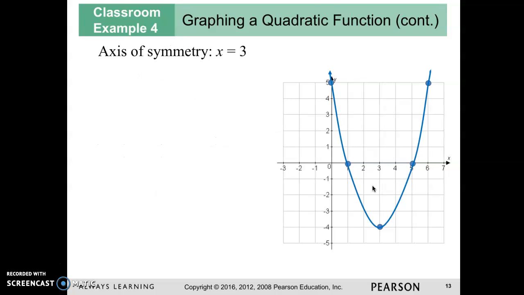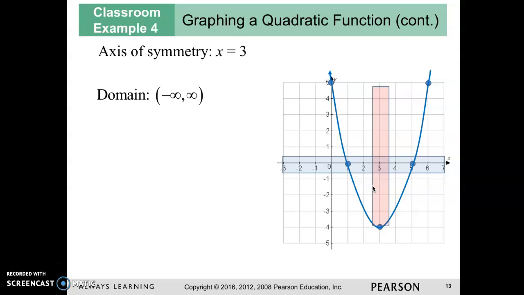Okay, here's another. The axis of symmetry in this case is x equal to 3. The domain is all the way from negative infinity to positive infinity. And then the range is going to be from -4 all the way to positive infinity, because it can't be any values below here.